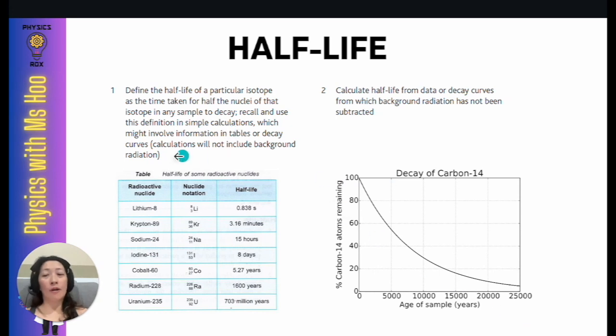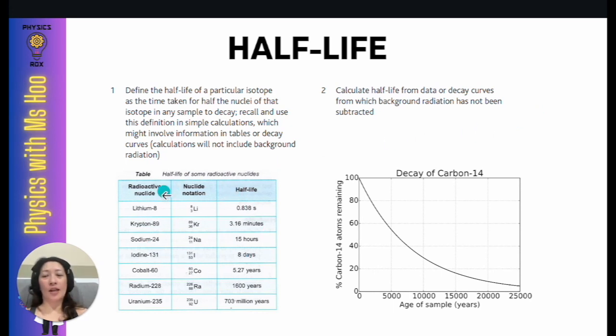If you're doing core, you only need to do calculations that do not involve background radiation. Whereas if you were doing extended, then you do need to know how to get the corrected count rate, where you need to take away the background radiation.